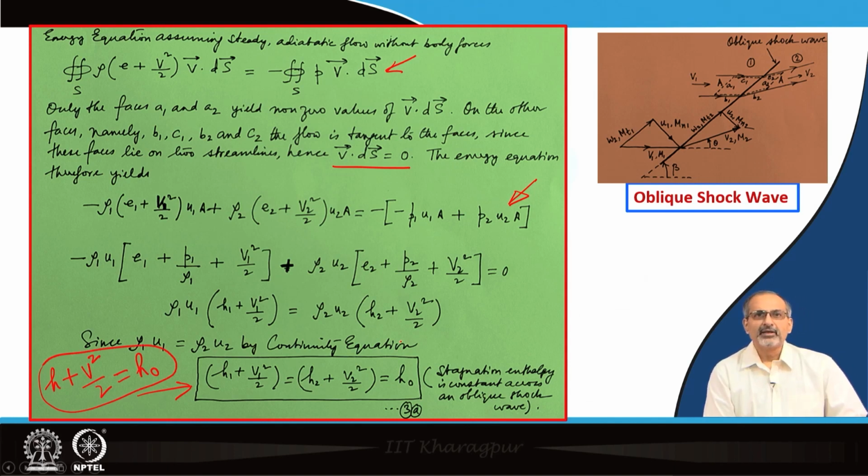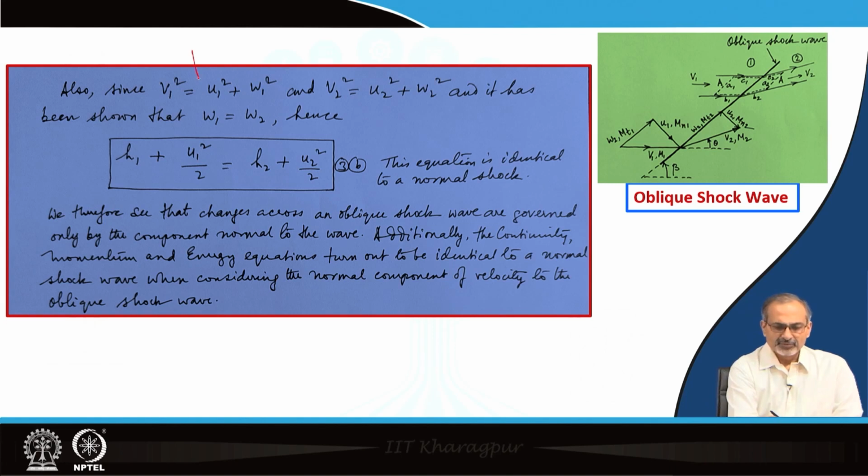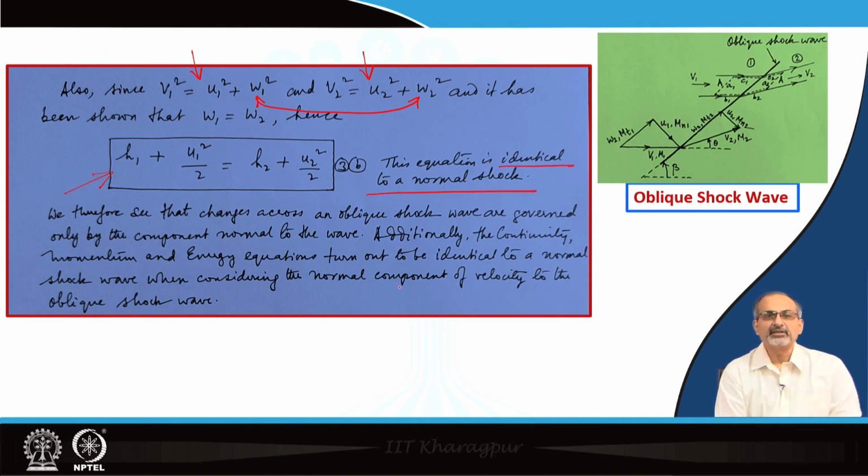However, we would like to know the relation in terms of the small u's, and therefore, we need to do a little more work. V1 square can be written like this, V2 square like this, and since W1 is equal to W2, which we have already shown through the tangential component of the momentum equation, we can write this equation, and this equation is identical to the energy conservation equation we had worked out for a normal shock. We therefore see that changes across an oblique shock are governed only by the component normal to the wave. Additionally, the continuity, momentum and energy equations turn out to be identical to a normal shock wave when considering the normal component of the velocity to the oblique shock.